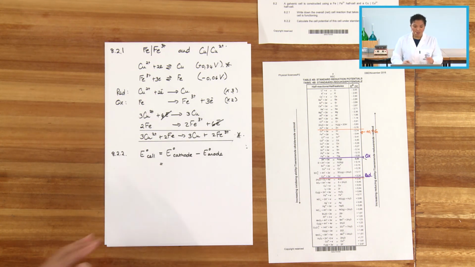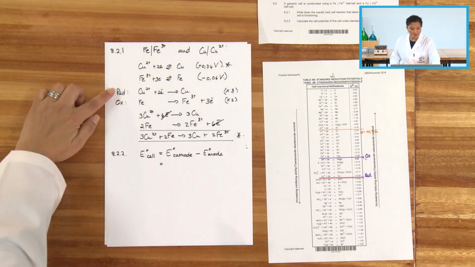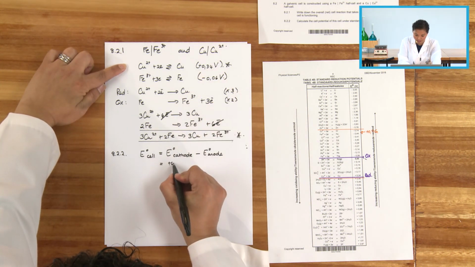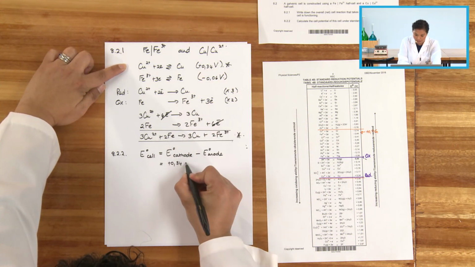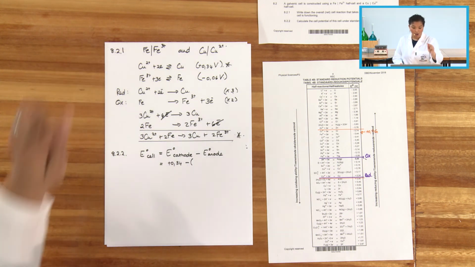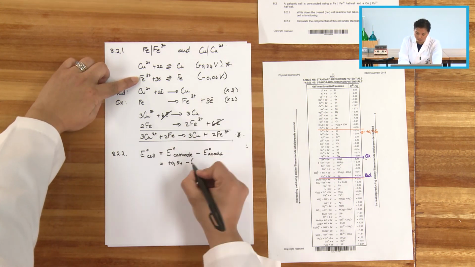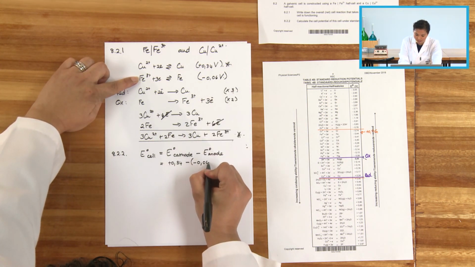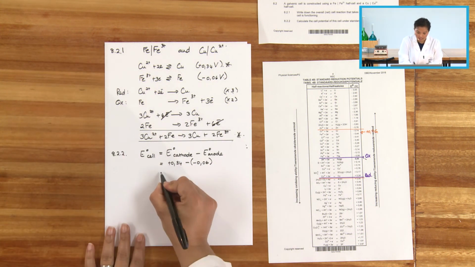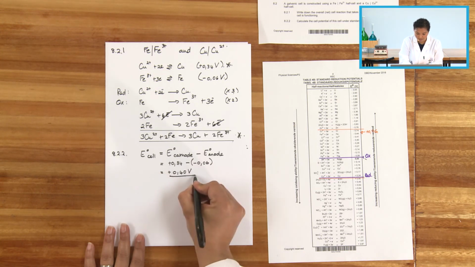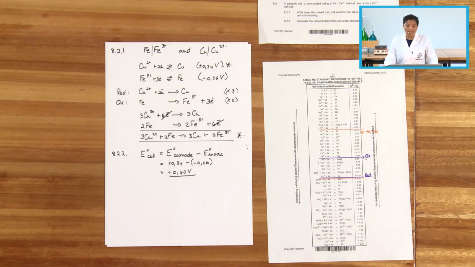So E naught of the cathode, remember reduction occurs at the cathode, so there's my reduction half reaction over there, and I substitute it as positive 0.34 minus, what is my oxidation half reaction? It occurs at the anode, so there we are, substitute negative 0.06. And when I pop all of this into a calculator, I should get an answer of positive 0.40 volts. And that's the E naught cell of this iron and copper galvanic cell.